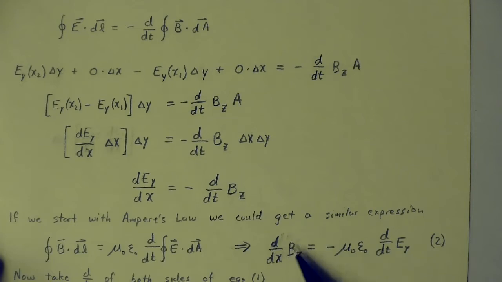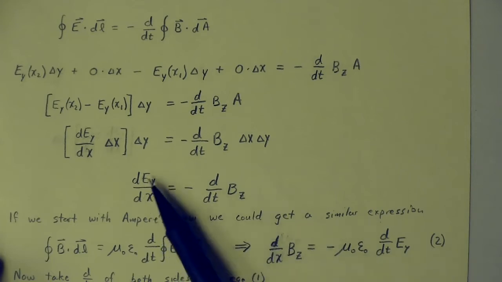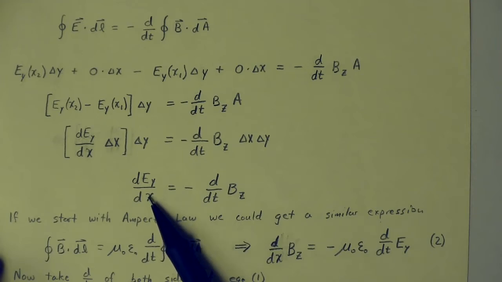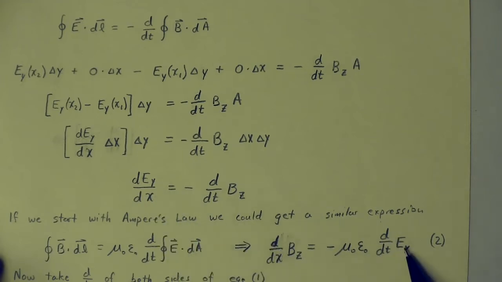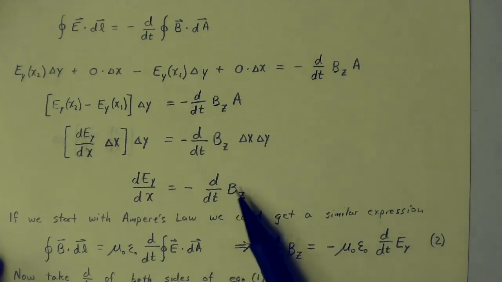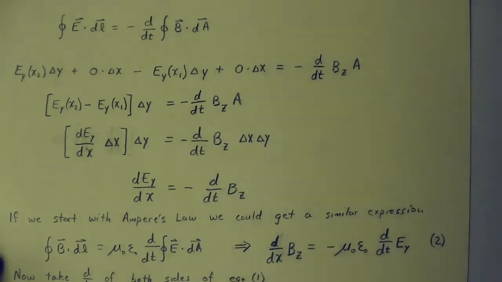Now you're taking the derivative with respect to x of the magnetic field. Over here, it was the derivative with respect to x of the electric field. And that's related to the time rate of change of the electric field, just as this was the time rate of change of the magnetic field. Still a lot of symmetry here. These electric and magnetic fields are acting kind of like each other.